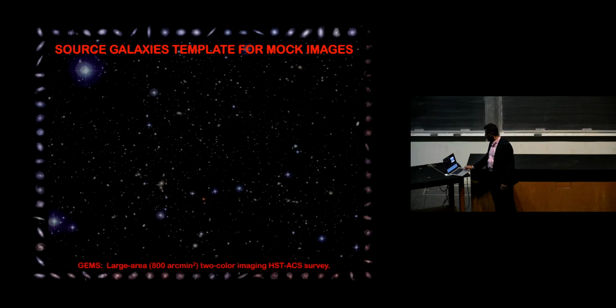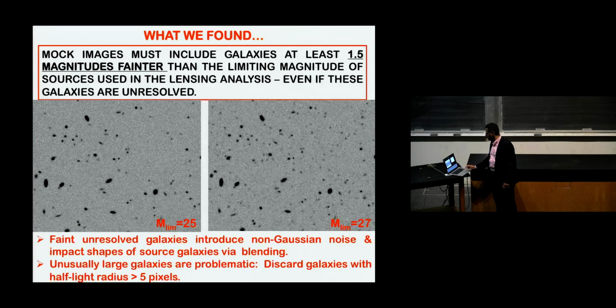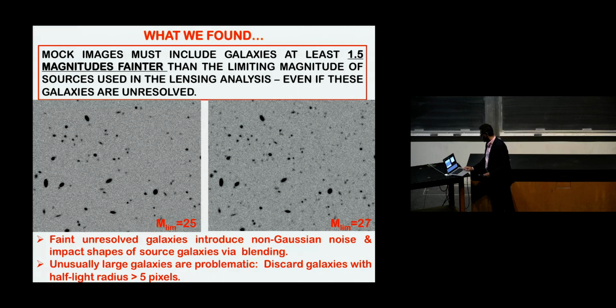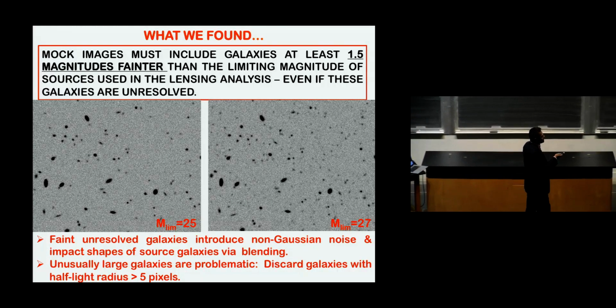And then you go back and you make a mock image. And what was normally done is that the mock images literally only included galaxies up to the 25th magnitude, in other words, galaxies that you were going to use in your measurement. The fainter galaxies that exist in the real universe were simply left out. And it turned out that when you do this, sure, you get shearing. You can measure the shear. You can measure the shapes. You can determine the shear.